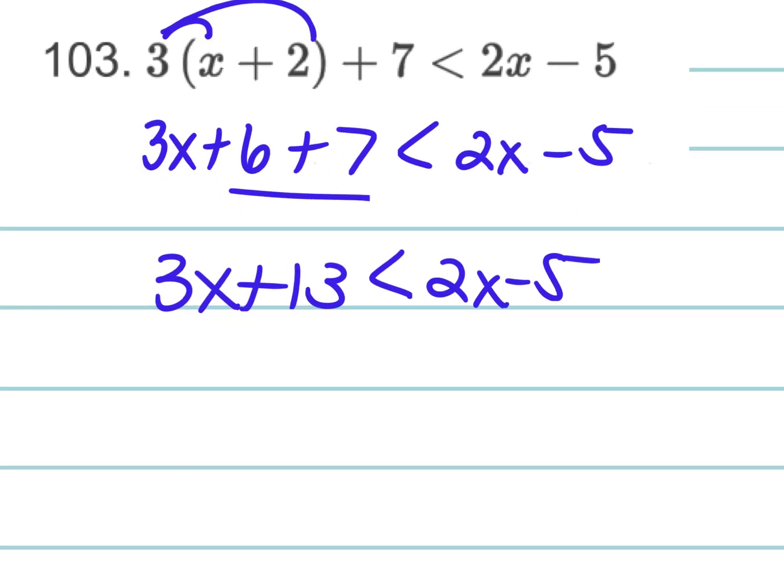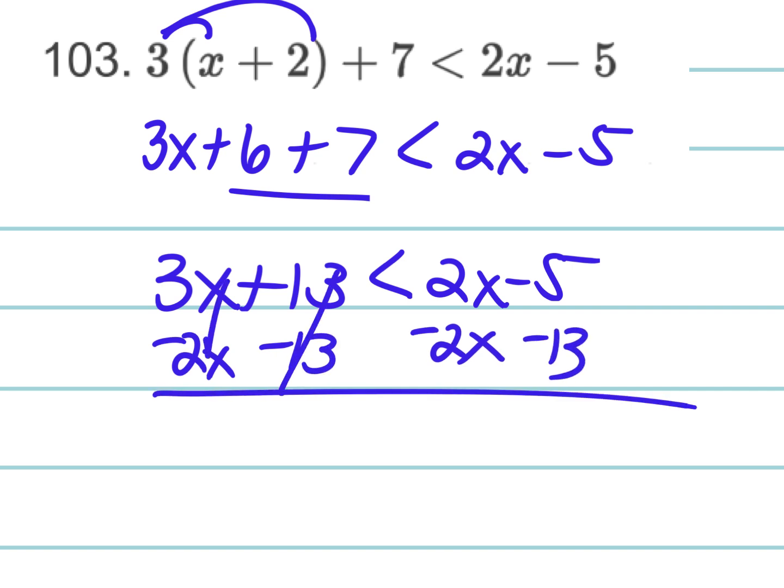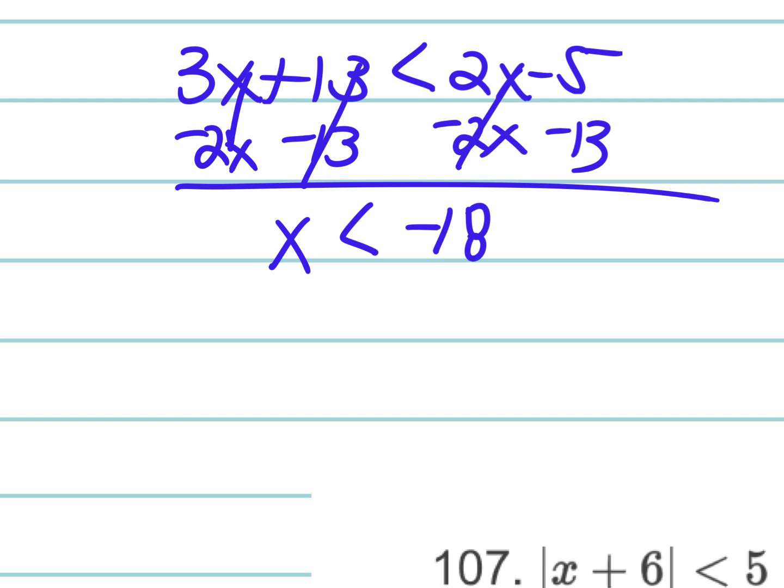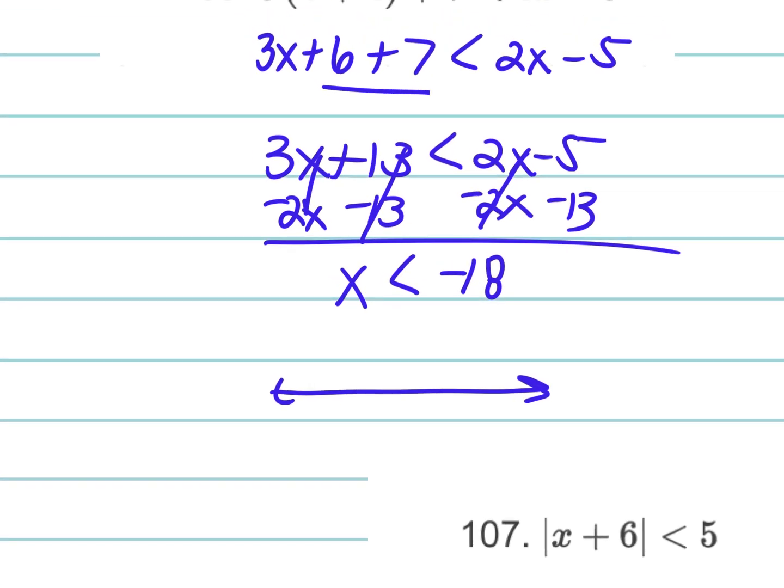I like to move letters to the left and numbers to the right. So I'm going to go ahead and subtract 2x and then subtract 13. We have not multiplied or divided by a negative number, so we don't have to flip our sign. So I get x is less than -18. We're going to have to write our answer on our test in interval notation. It might be helpful for you guys to go ahead and graph so you can kind of see what your answer looks like. I have my -18 here, my 0 here.